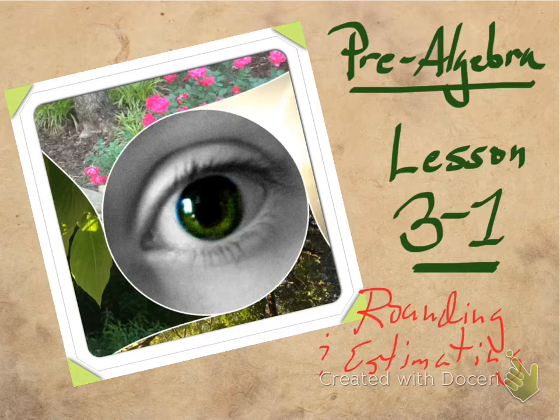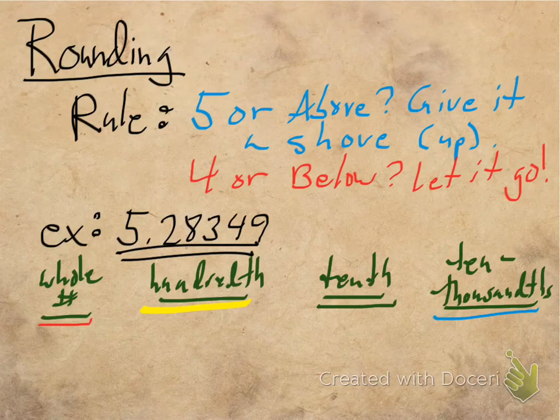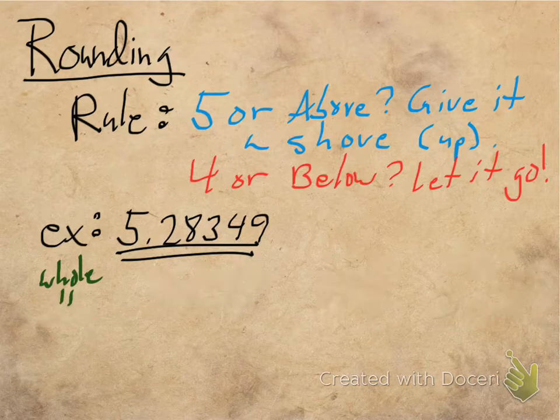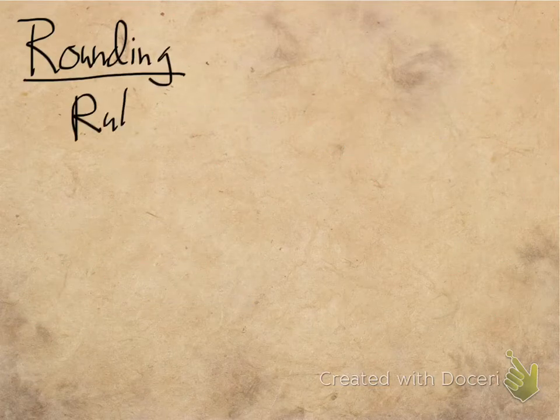Now we're going to talk about 3 methods of estimating. The first one is going to be rounding. You've seen rounding before. And so let me back up just a little bit here. Okay, you've seen rounding before.